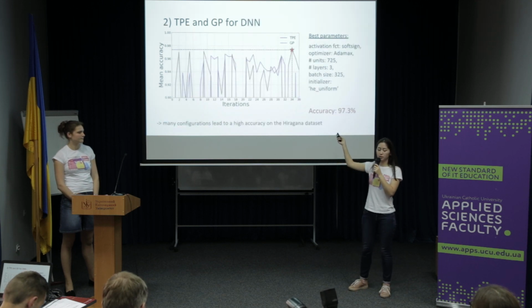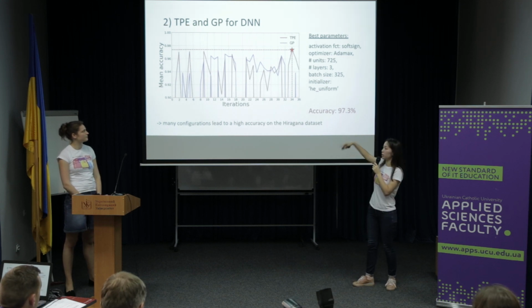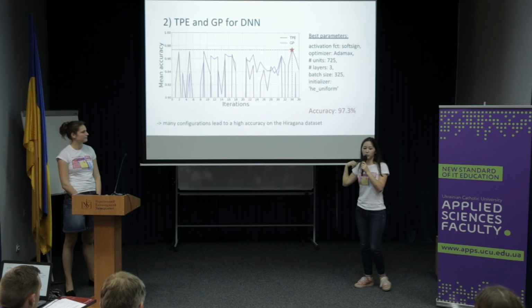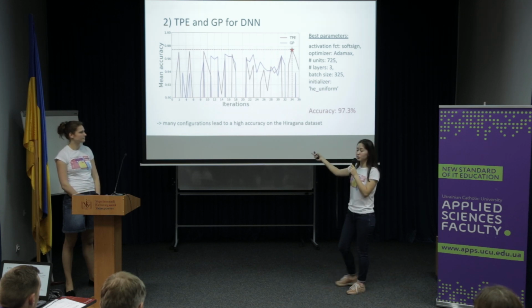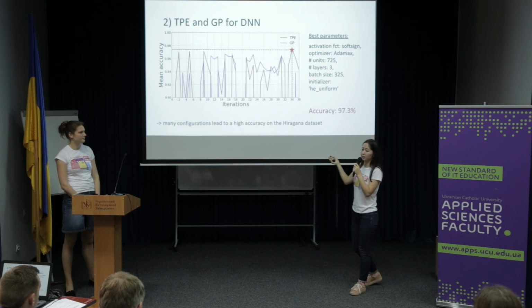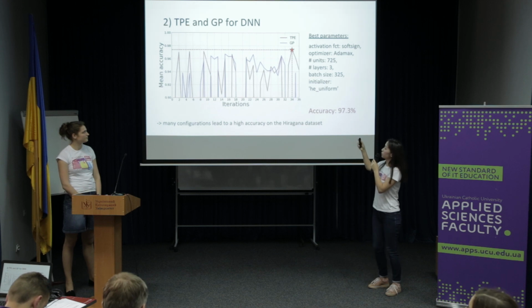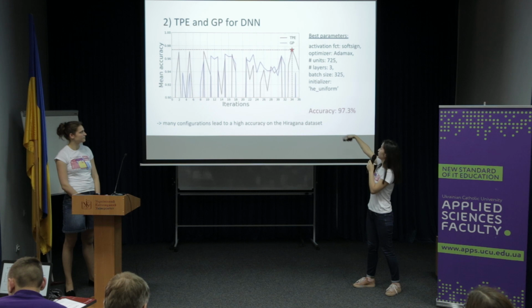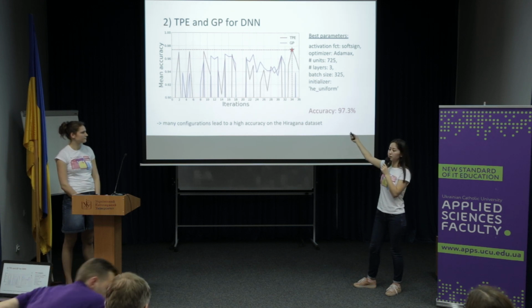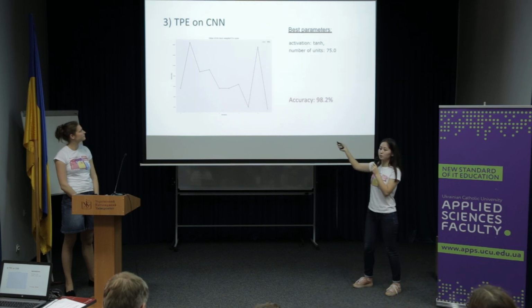Now another model is deep neural nets. For deep neural nets we have actually very fluctuating results, which we find pretty sad, not good, because many configurations lead to high accuracy on the Hiragana dataset. And TPE works better on deep neural nets than Gaussian processes. That is cool. Okay. Next one, convolutional neural nets.